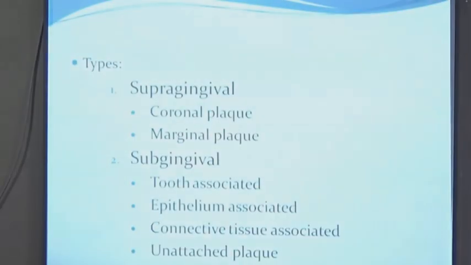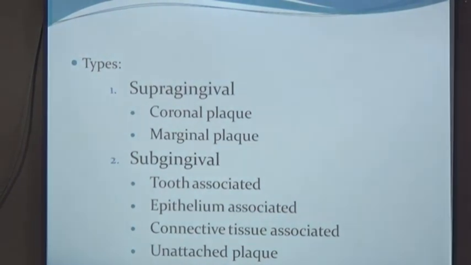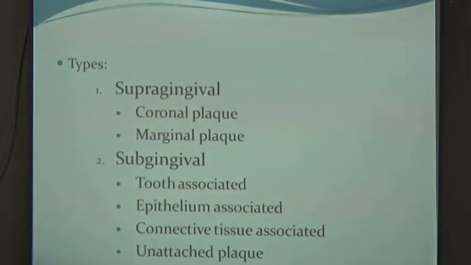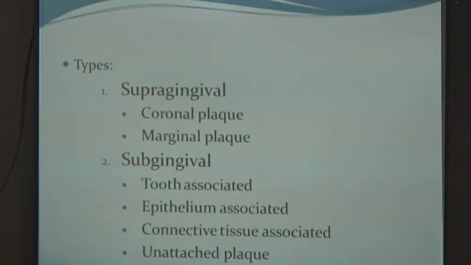You know supragingival plaque and subgingival plaque is a classification. Supragingival: coronal plaque, otherwise called marginal plaque. Subgingival: tooth associated, epithelium associated, connective tissue associated and unattached plaque. So plaque is supragingival and subgingival. Supra will be coronal and marginal, and subgingival will be tooth associated, epithelium associated, connective tissue associated and unattached. The more dangerous is subgingival plaque.